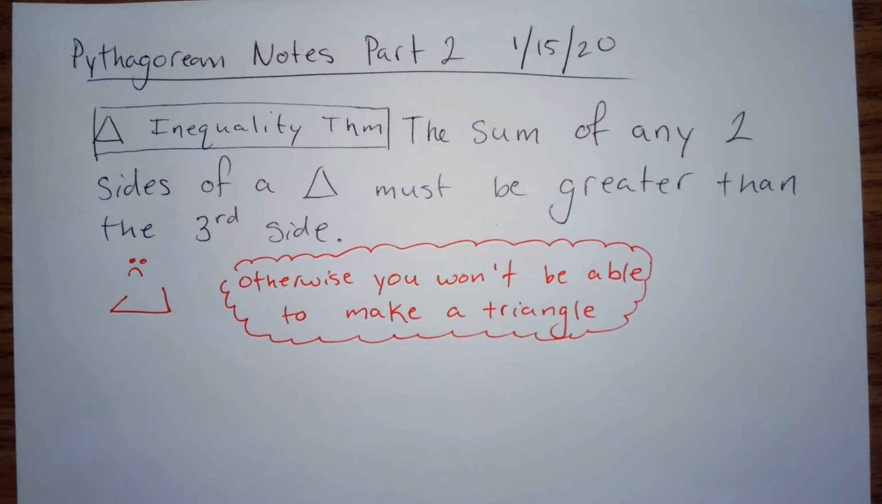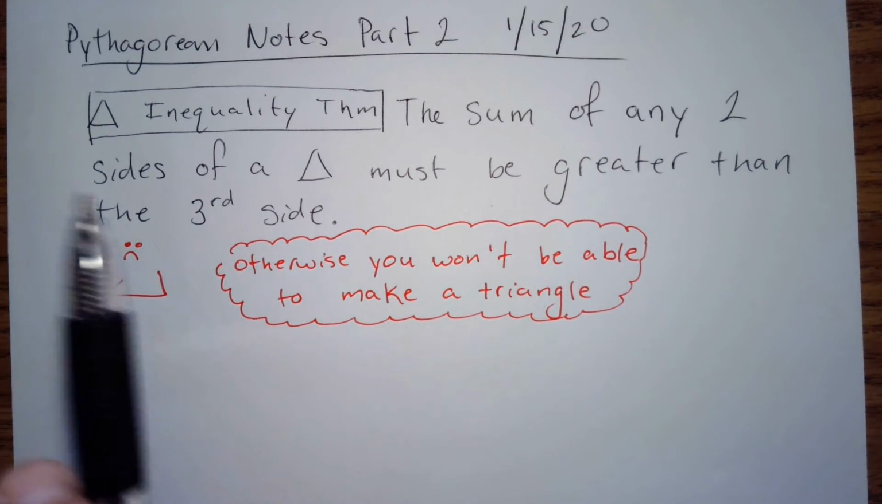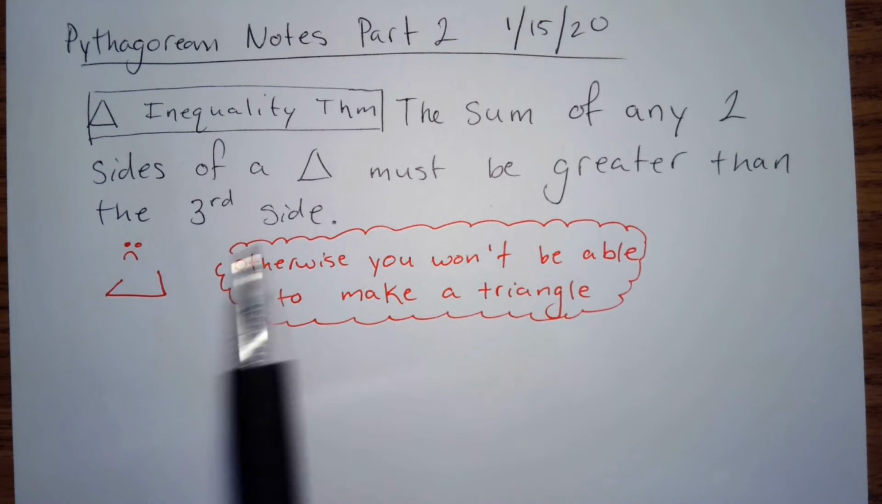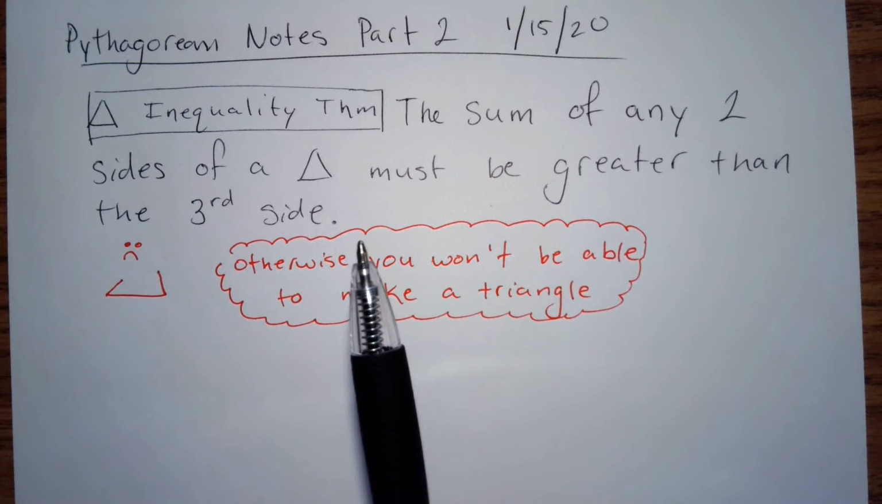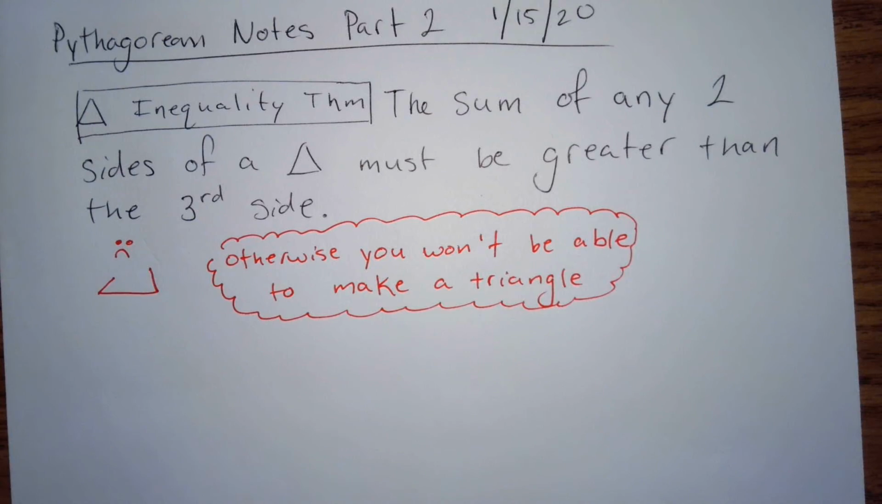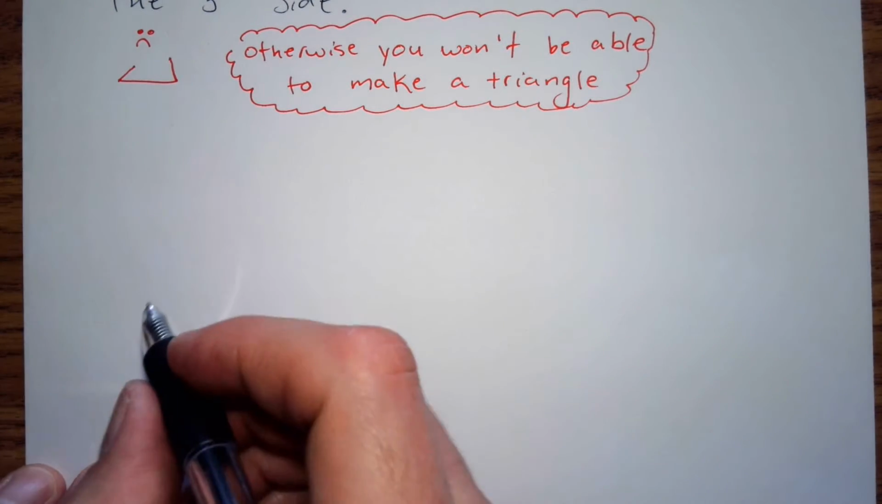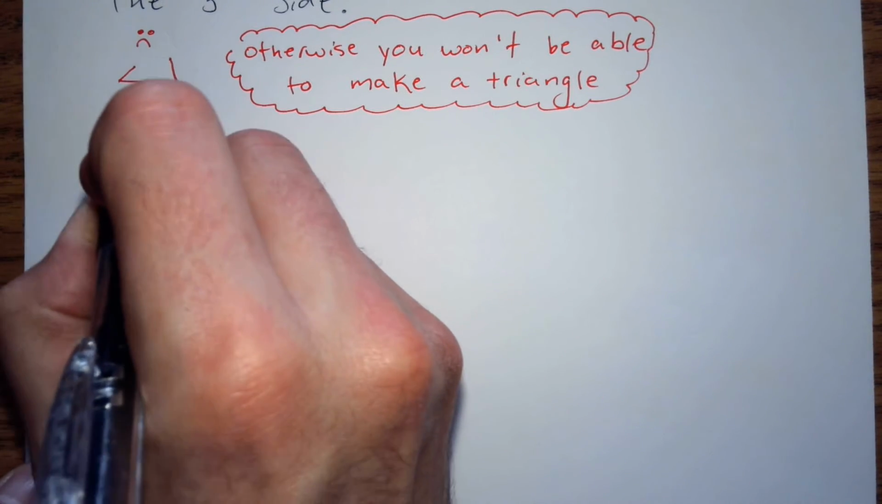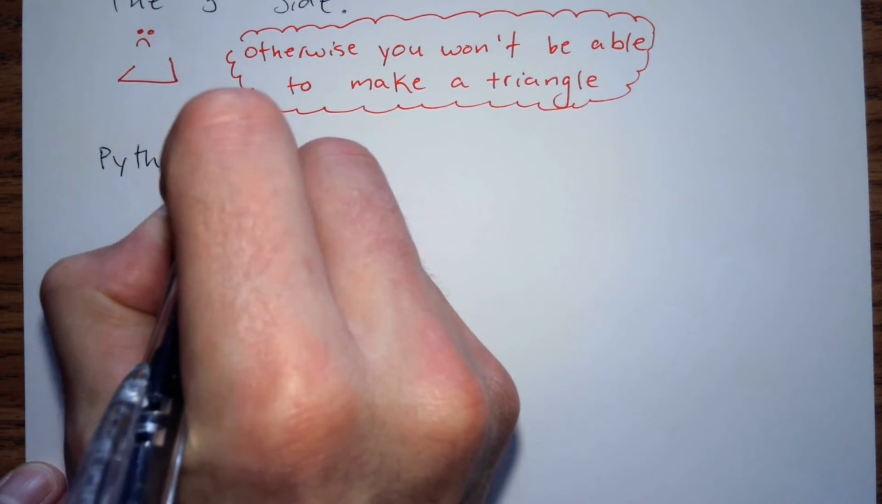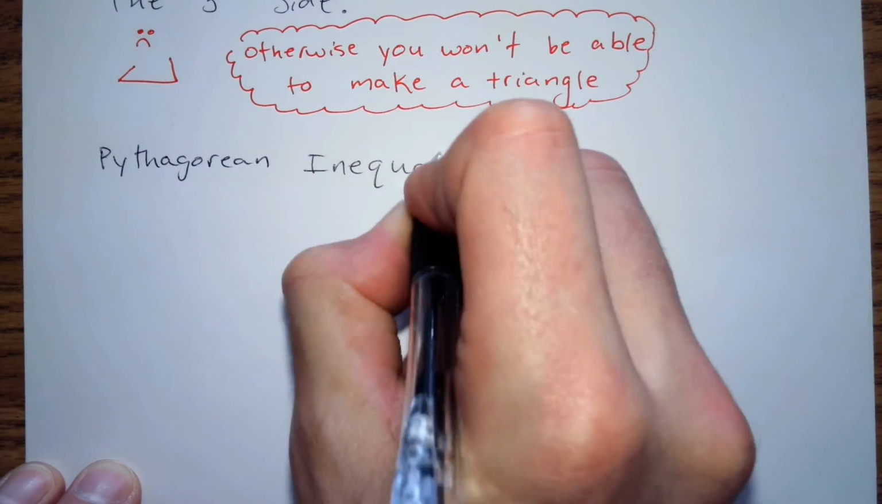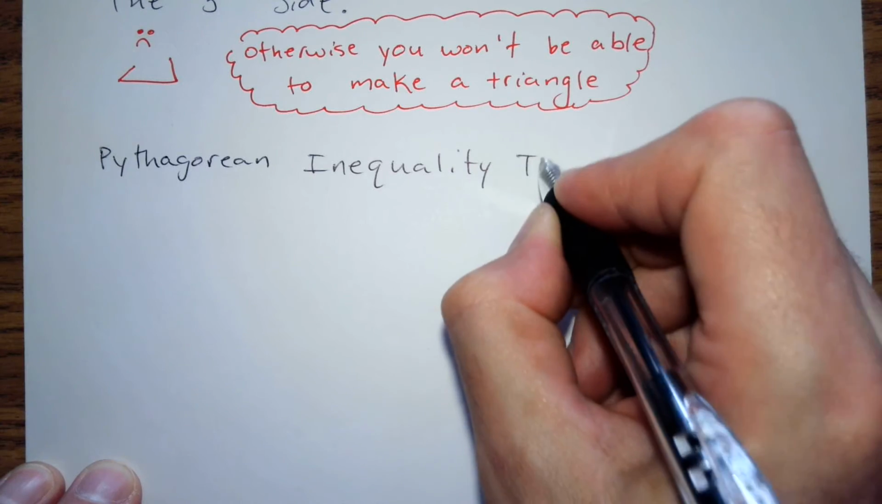The Pythagorean inequality theorem. So we have the triangle inequality theorem. This tells us if we can make a triangle or not based on just side lengths. So this is a test: can we make a triangle? That's what this is. Here, we're testing what type of triangle. So the Pythagorean inequality theorem.